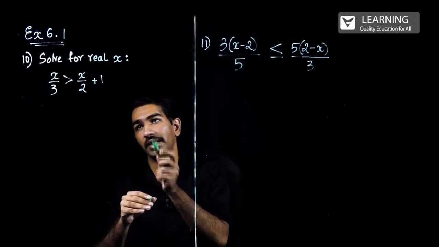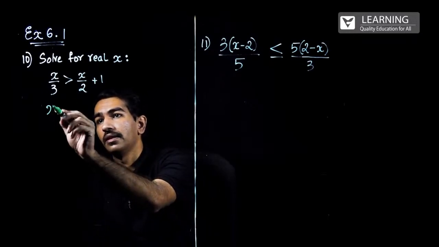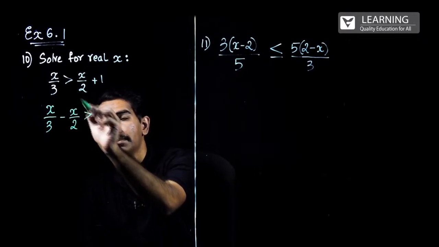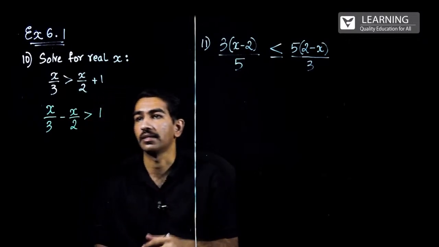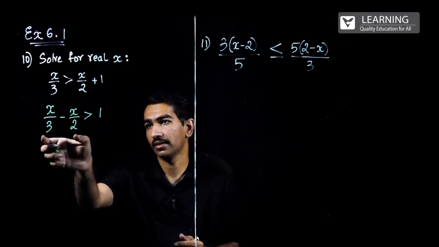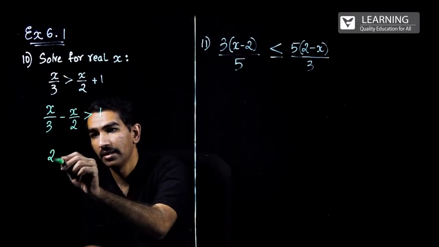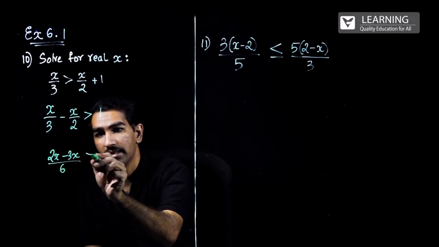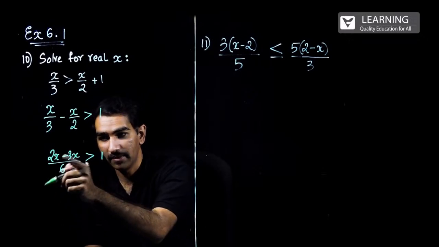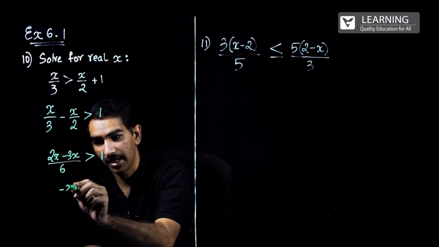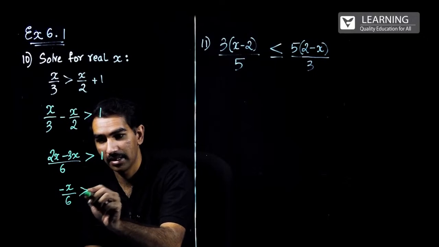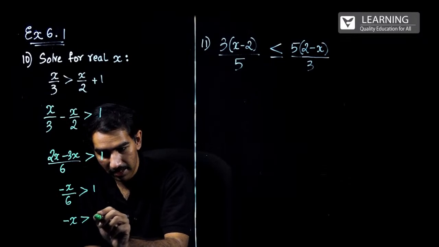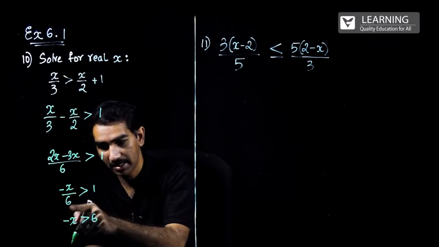What we'll do here, x/2 we'll take on the left hand side. So what will happen? x/3 - x/2 > 1, the symbol will be as it is, 1 also will be as it is. Now take LCM on this side. If you take LCM, you will be getting (2x - 3x)/6 > 1. Solve the numerator, you will be getting -x/6 > 1. Cross multiply: -x > 6.